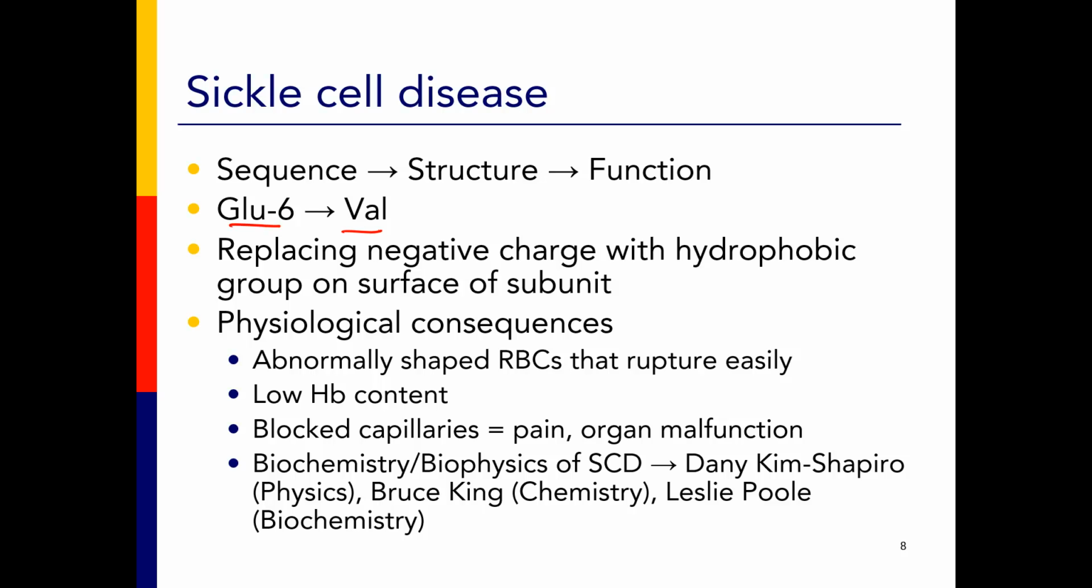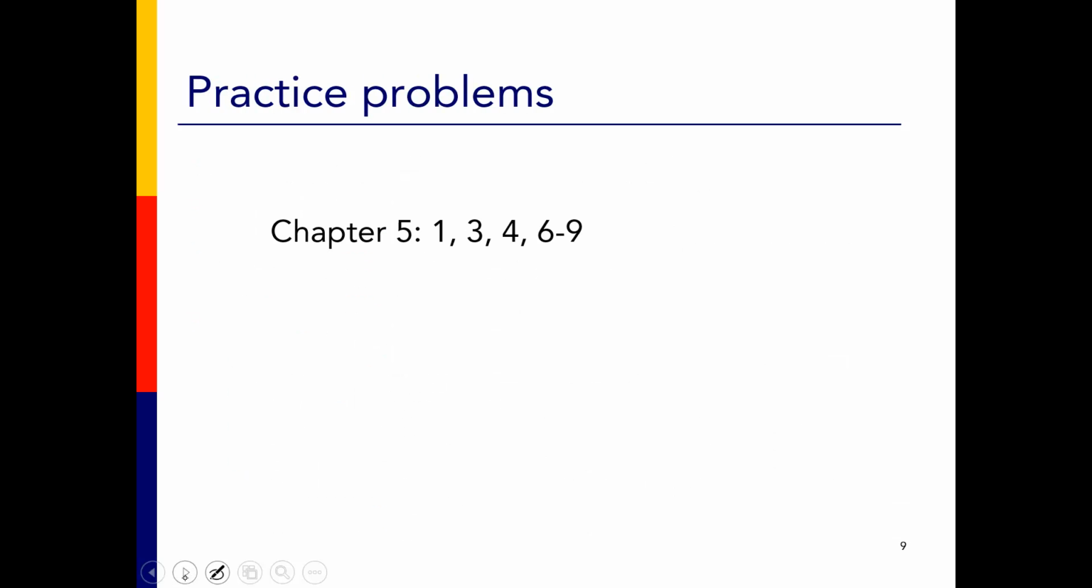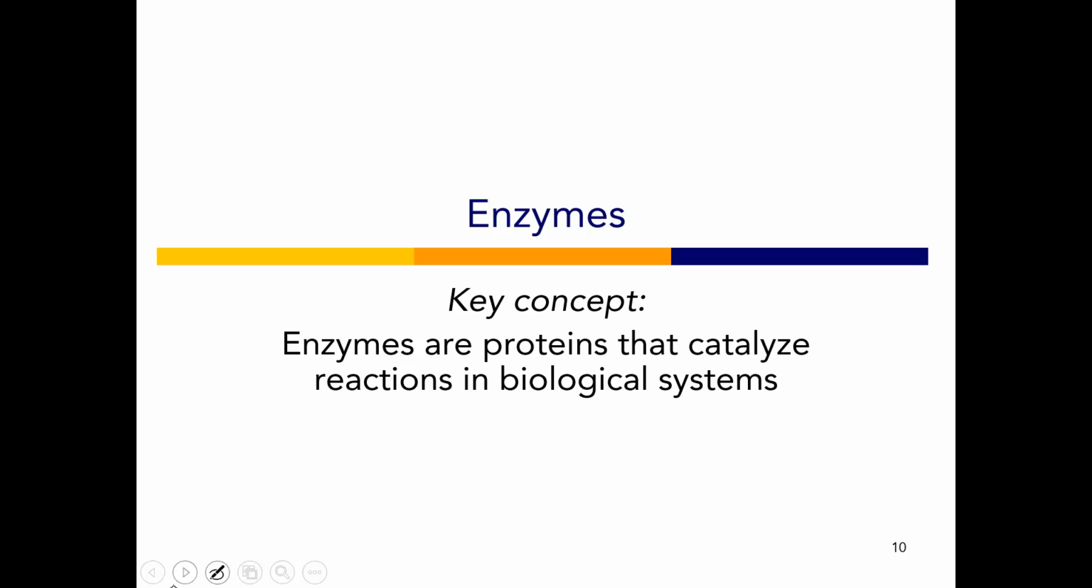So you have these aggregations of hemoglobin that change the shape of the red blood cell and prevent them from going through the small blood vessels, bad stuff. Structurally and mechanistically, there are several people at Wake Forest who study hemoglobin structure, fibrin structure in blood cells: Danny Kim Shapiro, Bruce King, and Leslie Poole at the med school. So if you're interested in this, talk to them. Practice problems. That's all we're going to say about hemoglobin.